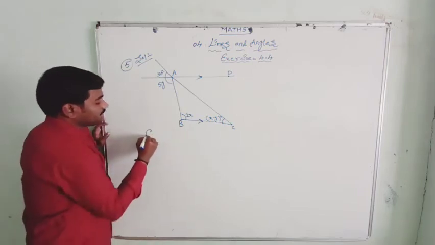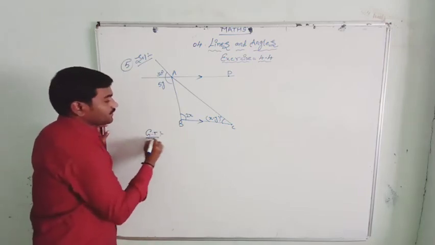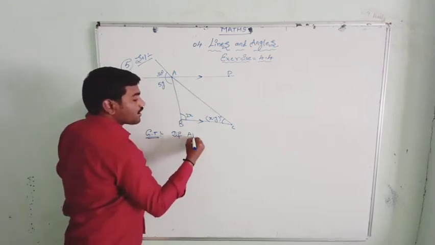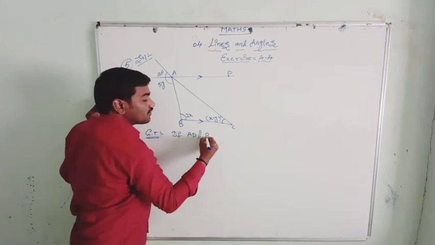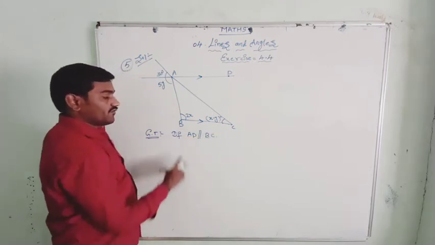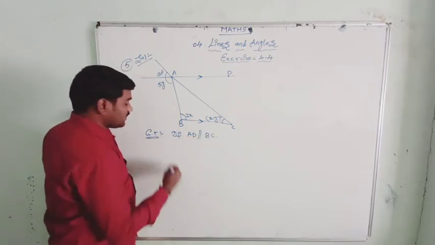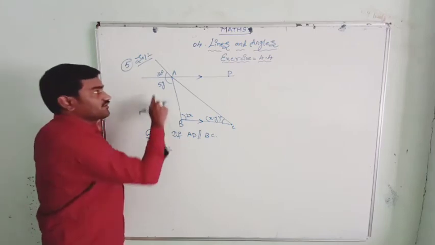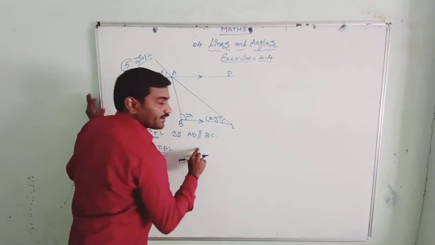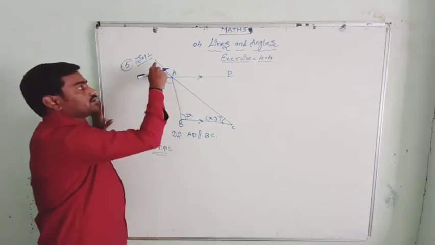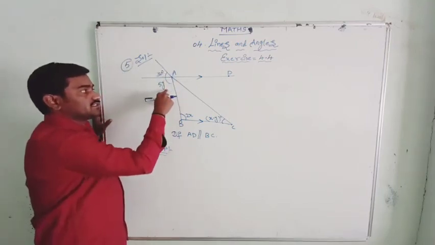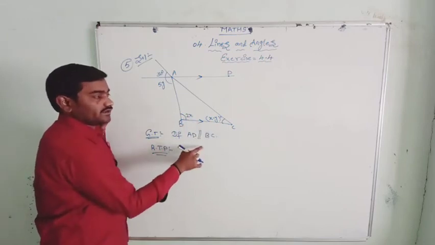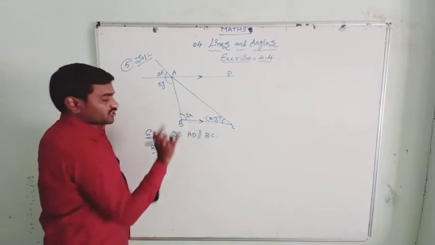Here it is given that AD is parallel to BC. The remaining values are given in the question itself, so I am not writing them here. This angle is 30 degrees, this is 5y, 2x, x minus y. I am not writing these because we can clearly see them in the picture.